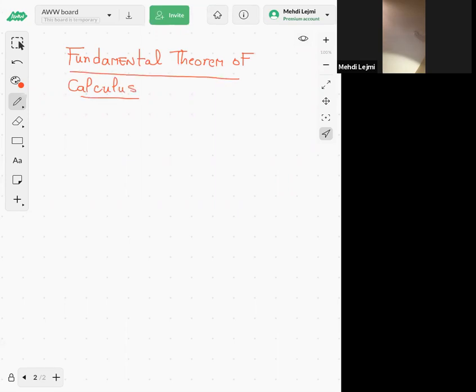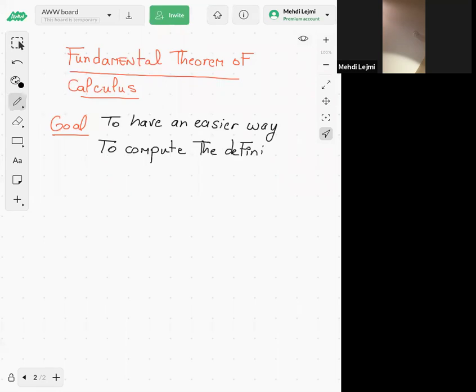And so the goal is to have an easier way to compute the definite integral of f of x dx, x going from a to b. So what will be this easier way to compute this definite integral? We're going to use what I call the antiderivative.